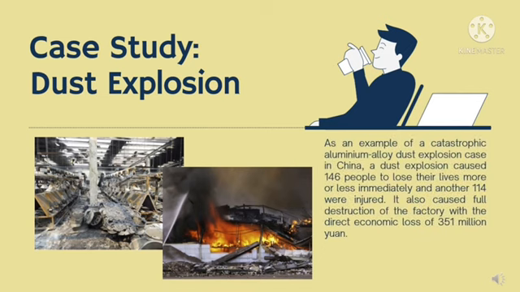As an example, a catastrophic aluminum alloy dust explosion case in China: a dust explosion caused 146 people to lose their life, more or less immediately, and another 114 people were injured. It also caused full destruction of the factory with the direct economic loss of 351 million won.